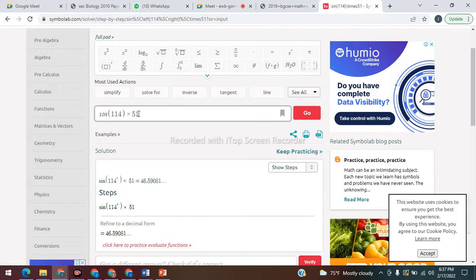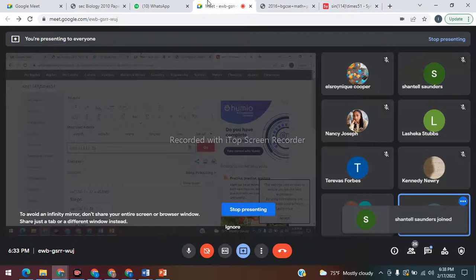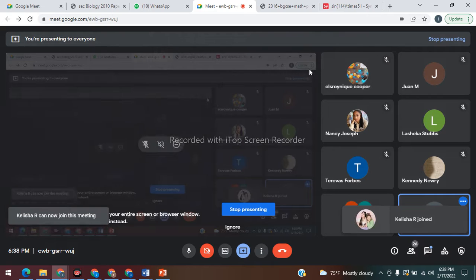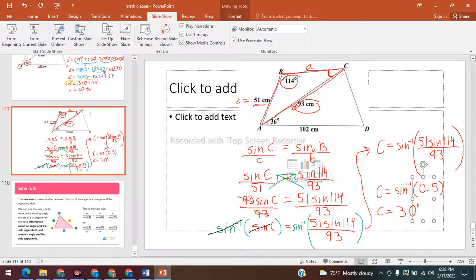So why, when you put it all together in the calculator, is it giving you something whole different? Because your calculator is sensitive. So what you have to do is do it piece by piece. You notice that I was able to put the whole thing in because this is an online calculator, so it understands the language. But with yours, you have to put it in step by step. So if I was you, I would first figure out what is sine of 114, then multiply that by 51, then divide it by 93. You understand? Don't do it all together.